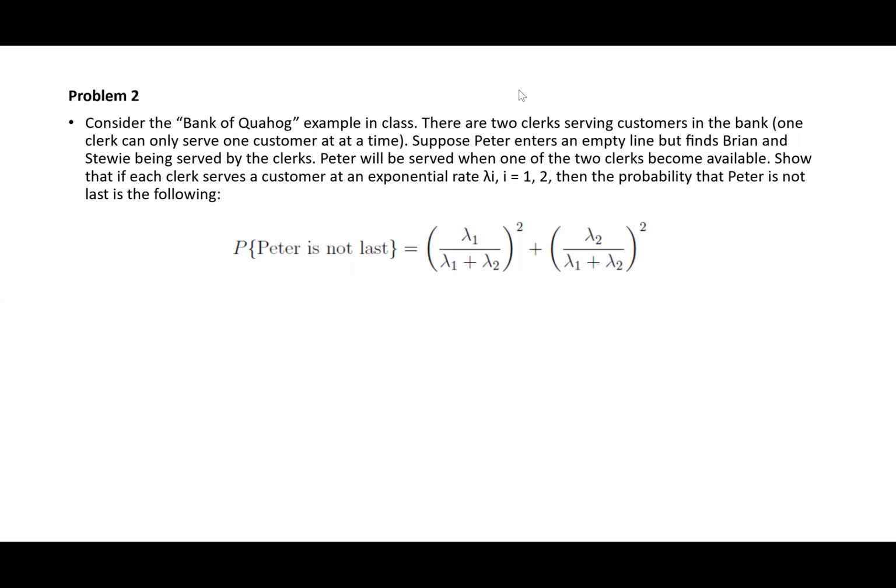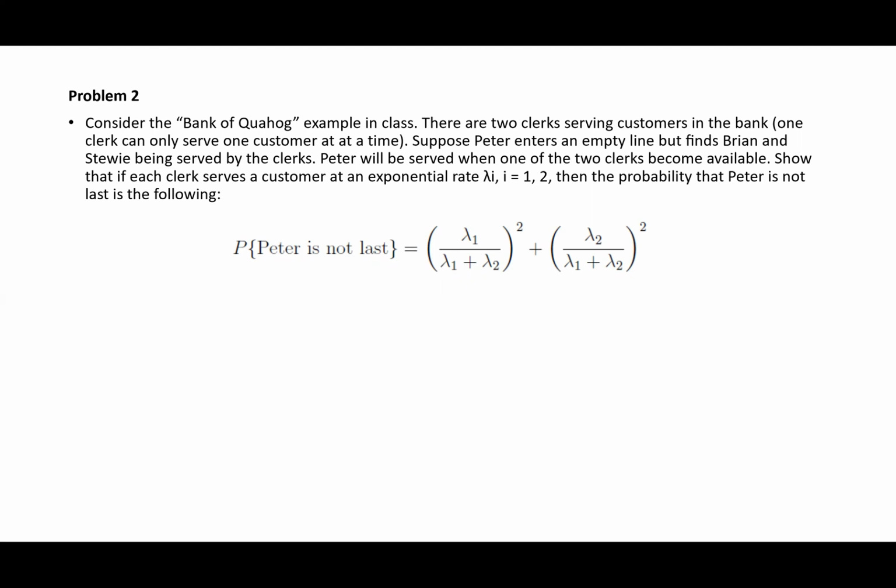Problem number 2. Consider the bank example that we did in class. There are 2 clerks serving customers in a bank. One clerk can only serve 1 customer at a time. Suppose Peter enters an empty line but finds Brian and Stewie being served by the clerks. Peter will be served when one of the 2 clerks becomes available. Show that if each clerk serves a customer at an exponential rate lambda i, then the probability that Peter is not last is the following.